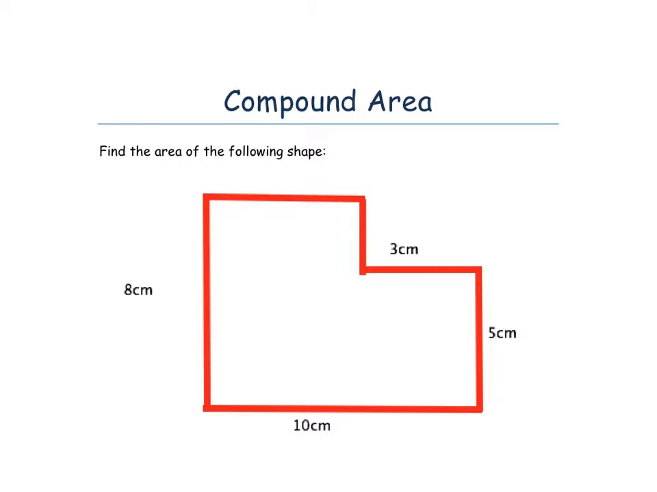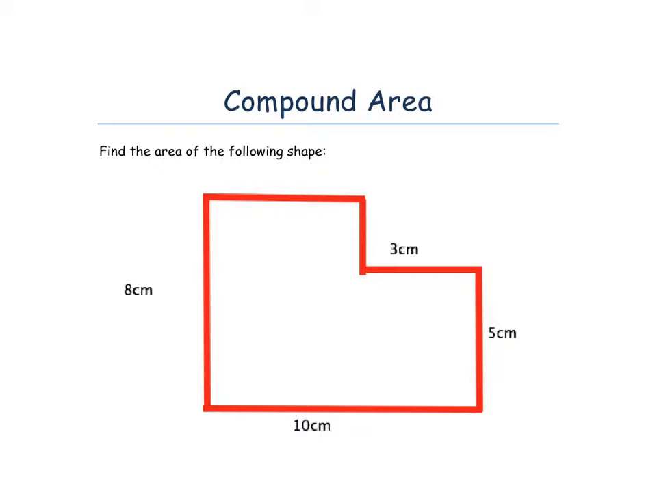Compound areas. We've looked at finding some basic areas of simple shapes. Now we need to take those skills and apply them to more difficult shapes, where we've got two shapes merged together to make a new shape. And to solve questions like this, we're going to have to split the shape we've got back into its original shapes to help us find the area of this new shape.